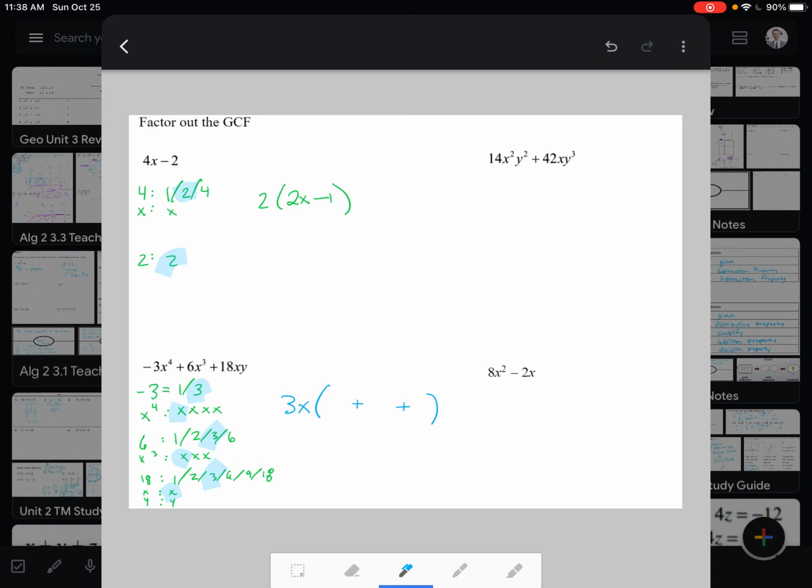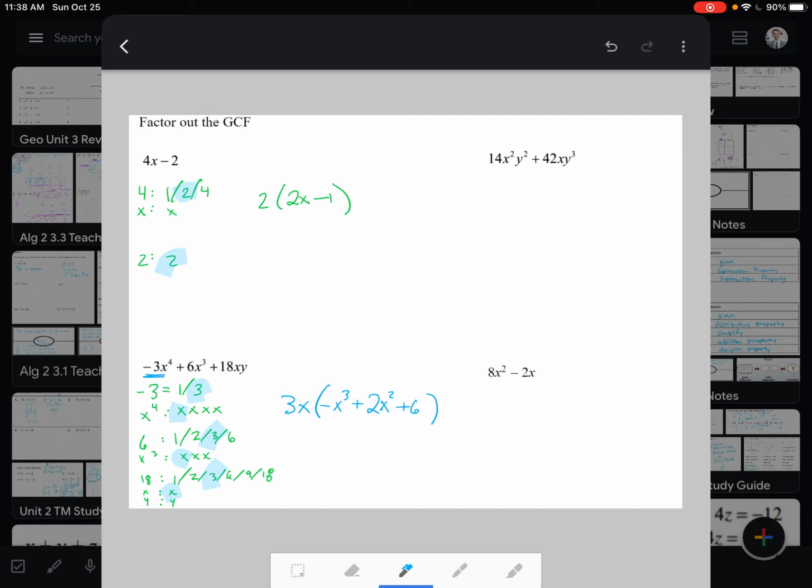So 3x times what gets us negative 3x to the fourth? Looks like negative x cubed is going to be the only thing that works there. So again, to revisit, 3x times negative x cubed gets us negative 3x to the fourth, this term right here. That's why it needs to be like that. 3x times what gets us 6x cubed? So 3 times 2, and then we still need to put in the 2 x's there. So 3x times 2x squared gets us 6x to the third power, so we're happy with that.